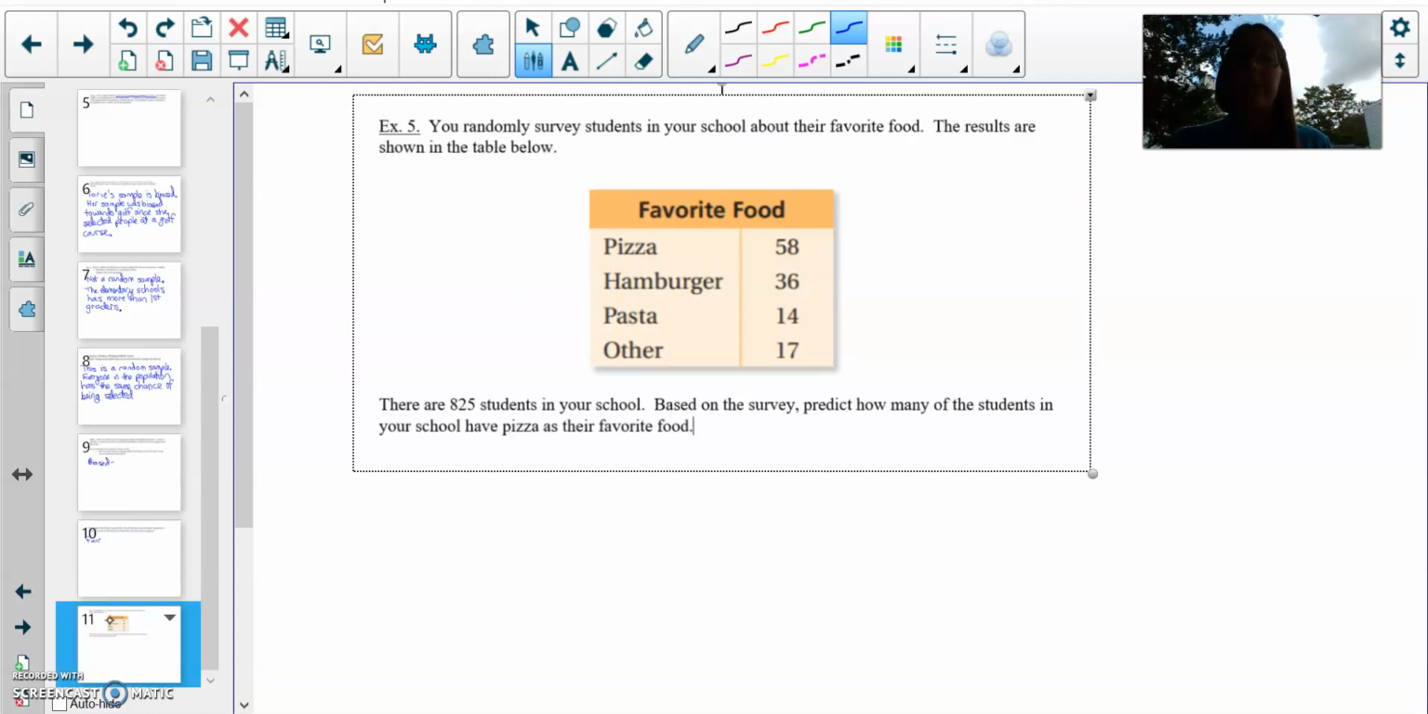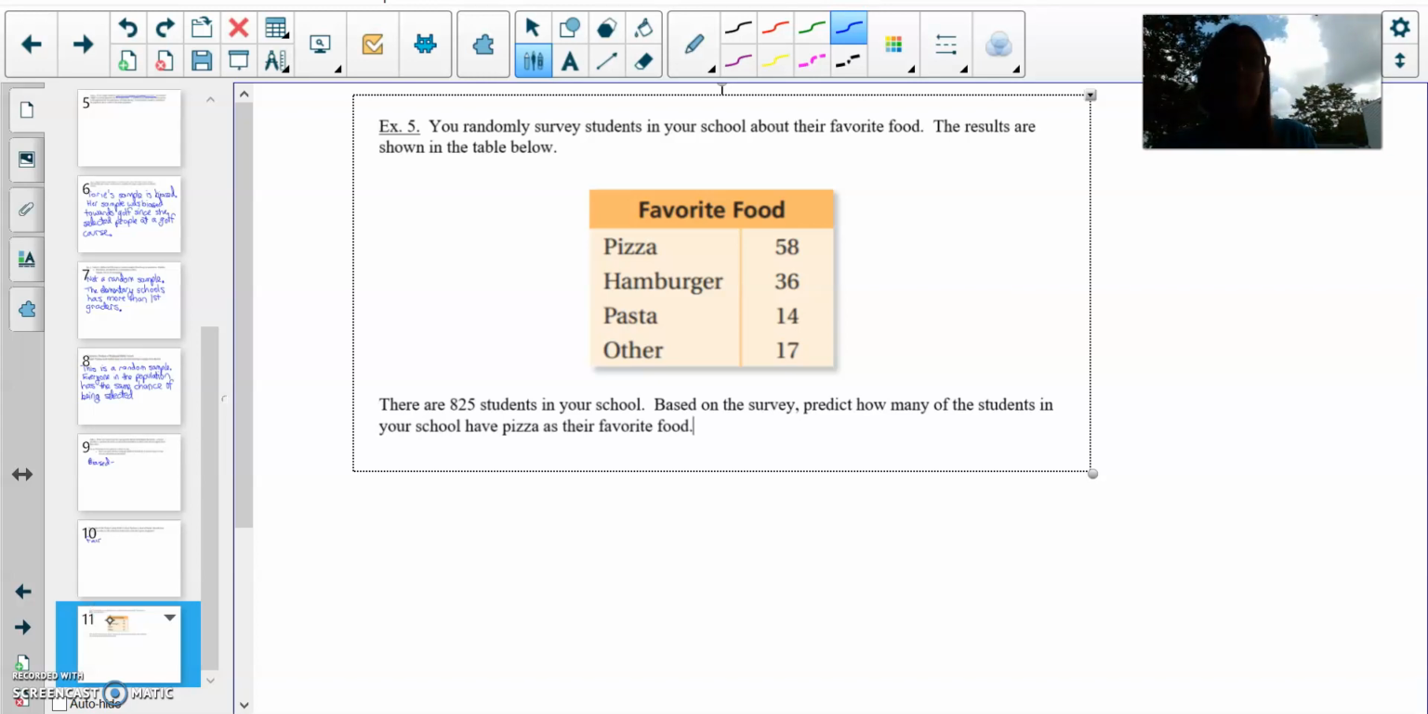You randomly survey students in your school about their favorite food. The results are shown in the table below. So we have pizza, hamburger, pasta, and other. There are 825 students in your school. Based on the survey, predict how many of the students in your school have pizza as their favorite food.